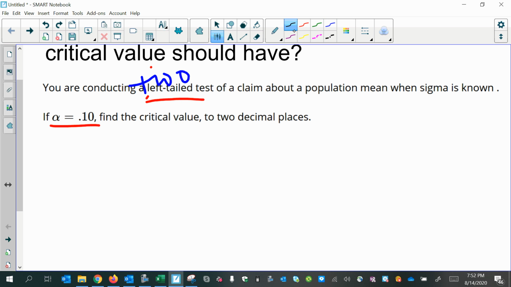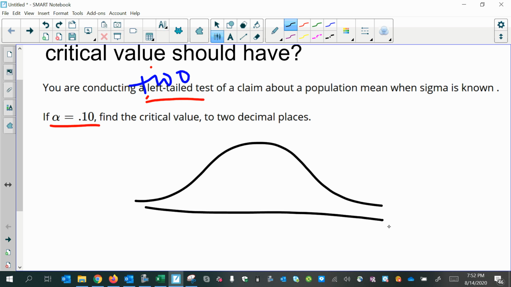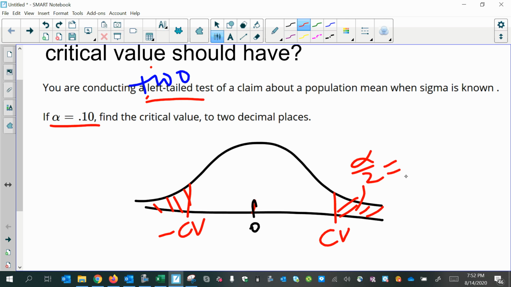And so with my curve here, I will have 0 in the middle, and then my critical values will be negative and positive, and I will have half of the area, which is half of 0.1 is 0.05. So I'll have half of that area in each tail. So they're going to have the same absolute value, one that's negative and one that's positive.